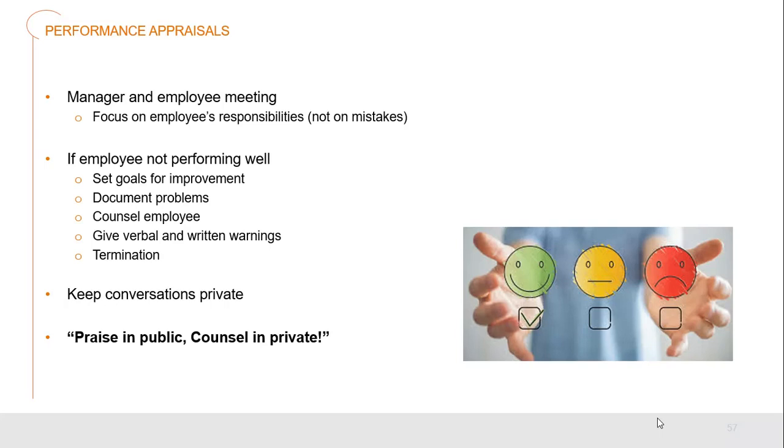Well, we should set goals for their improvement. We should be documenting the problems that are occurring. We should counsel that employee so they understand what's expected and how to make those improvements. We give verbal and preferably written warnings so they're documented. If it gets to that stage, if things are continuing to not work in the right way, then termination would be called for. But we should always keep conversations like this private. We praise in public, we counsel in private.